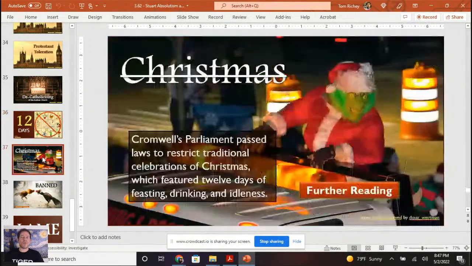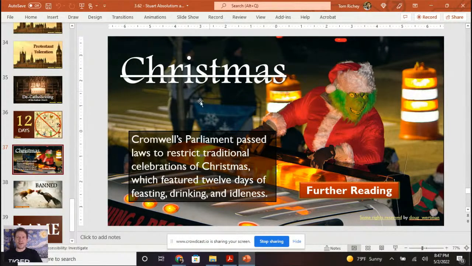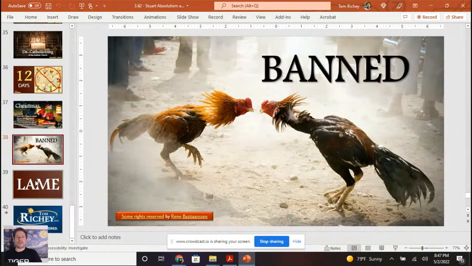So they tried to get rid of Christmas, which, if you think about it, literally means Christ's Mass. It's got its origins as a Catholic holiday, Christ's Mass. And so they wanted to call it Christide, okay? And then they wanted to ban things like cockfighting.